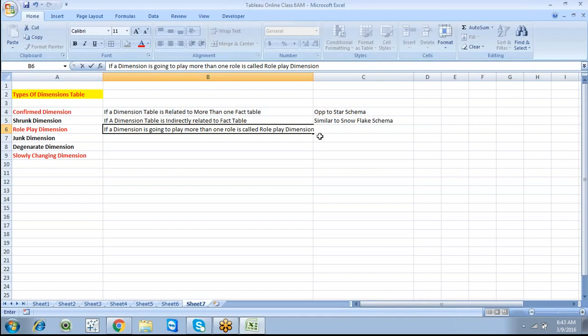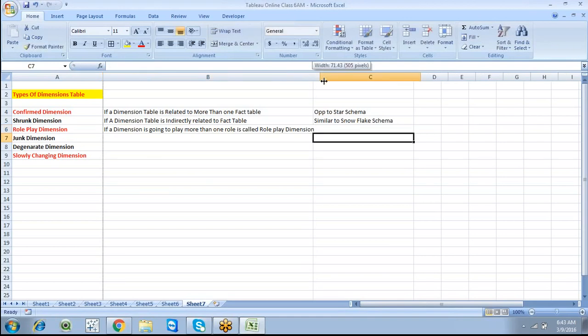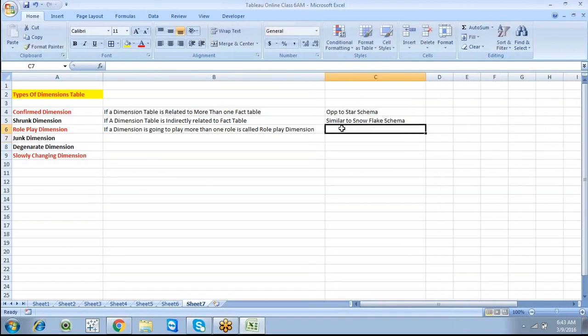Role play dimension, and we have to avoid it, whether in a business, at a normal schema level, or at a project level. So we have to avoid role play dimension, and I'm going to explain that.